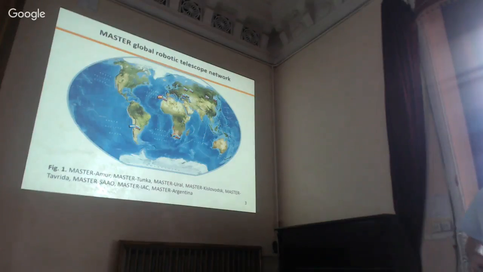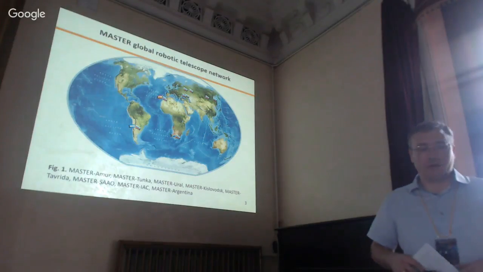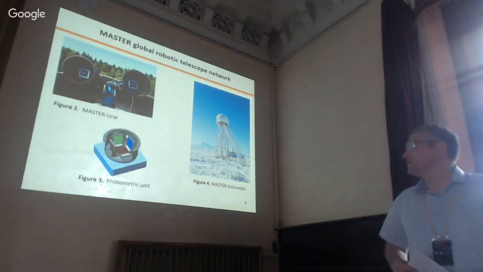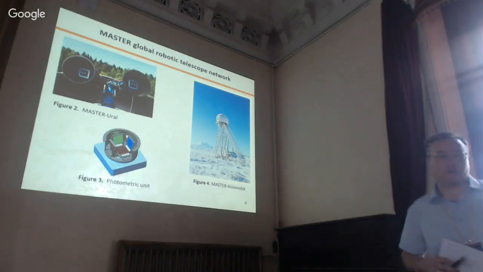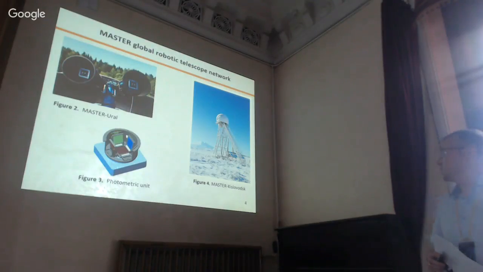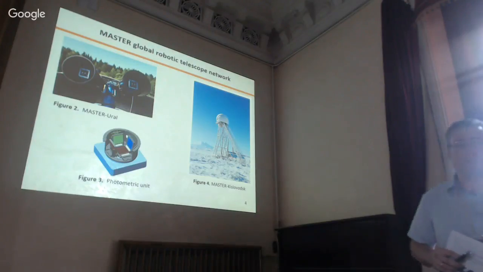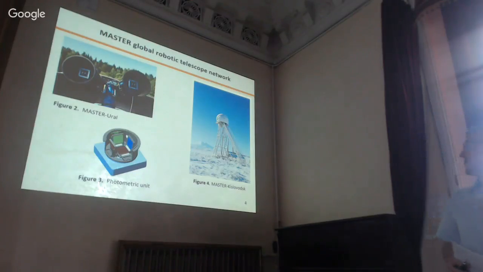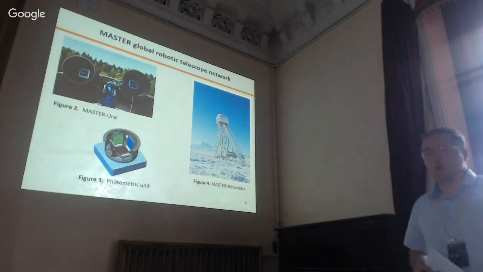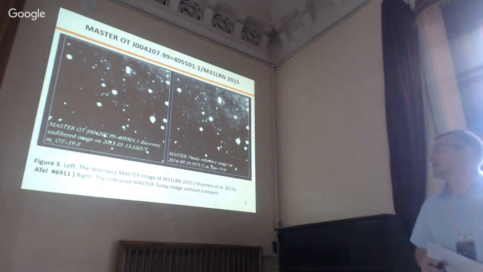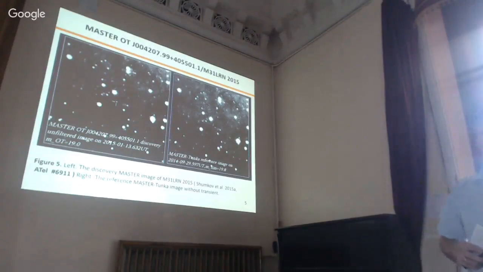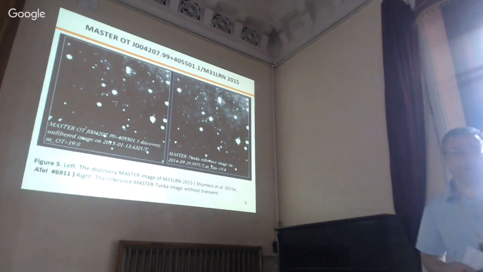Here is the MASTER robotic telescope network. You all saw this image. On the right side, you can see MASTER Kislovodsk, with these telescopes the luminous red nova in Andromeda was discovered by Shumkov and Vladislav. You can see our Apogee CCD camera and our photometric unit. On the left side, you can see an image with the transient, and on the right side an image without the transient.